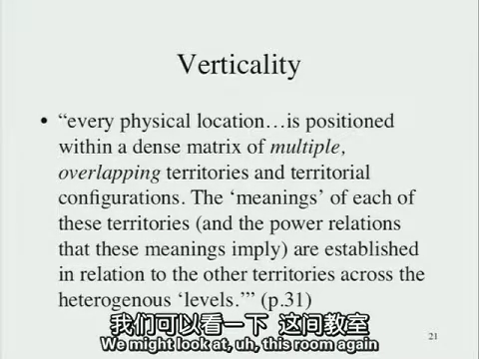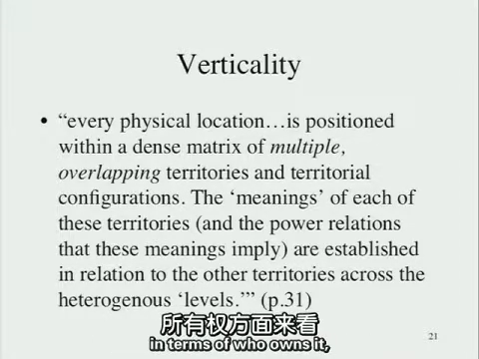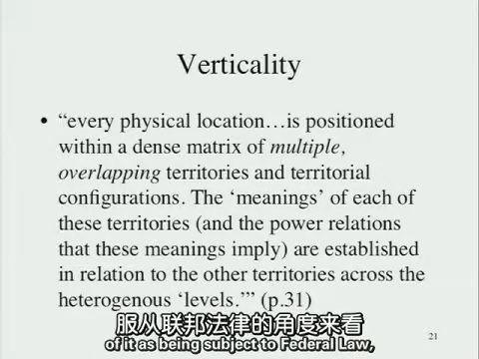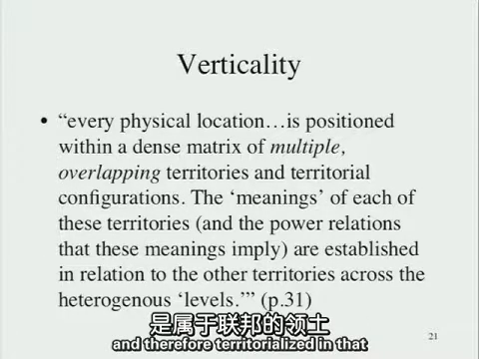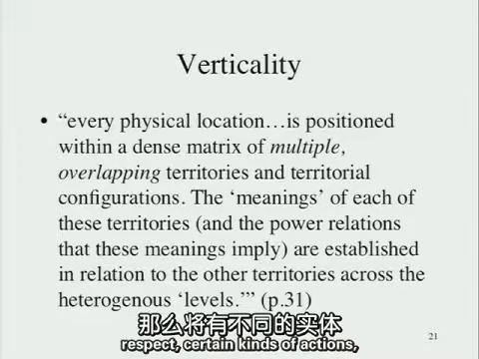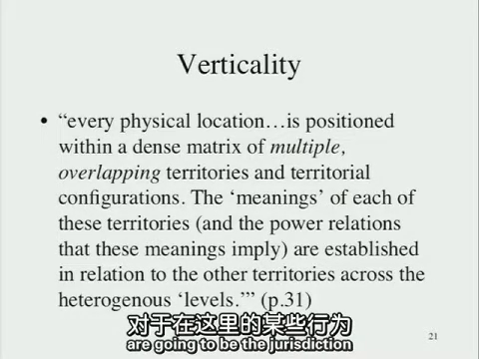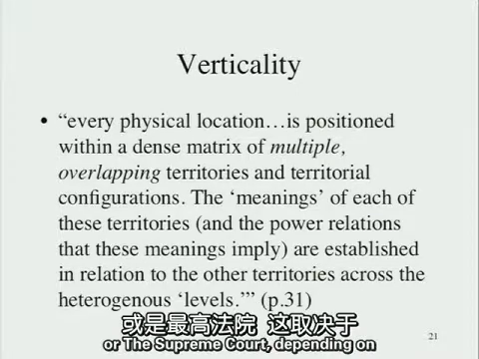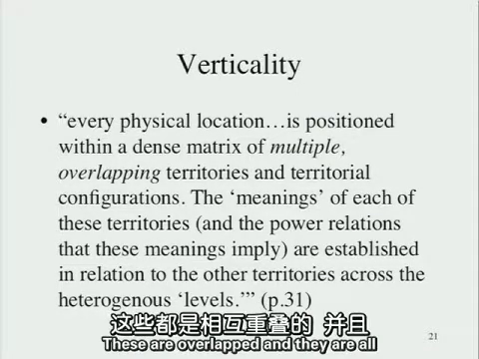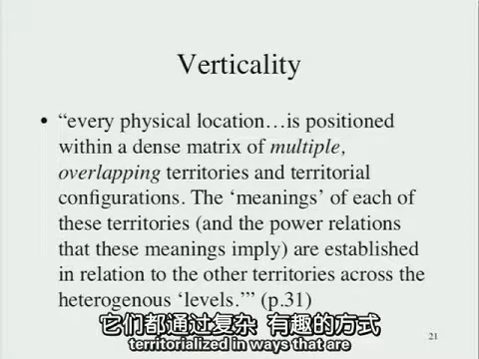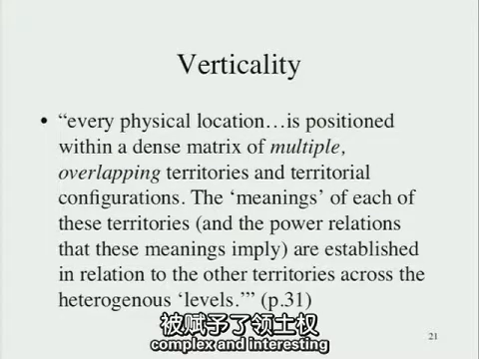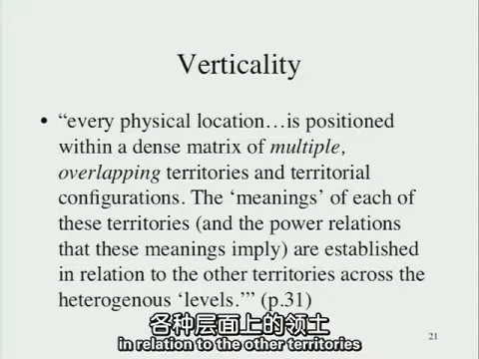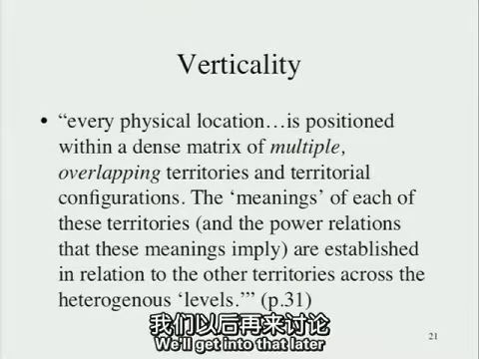We might look at this room again, right? On the one hand, you can think of it in terms of who owns it, the state of California or the Regents of the University of California. On the other hand, you can also think of it as being subject to federal law and therefore territorialized in that respect. Certain kinds of actions are going to be the jurisdiction of different entities, whether it's the Regents or the Chancellor or me or the Supreme Court, depending on what's at issue. These are overlapped and they are all territorialized in ways that are complex and interesting. The meanings of each of these territories and the power relations that these meanings imply are established in relation to the other territories across the heterogeneous levels. We'll get into that later.